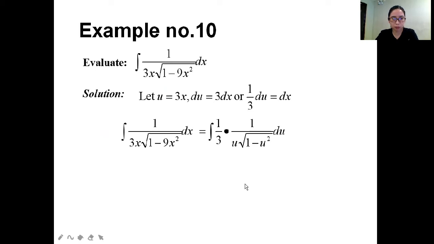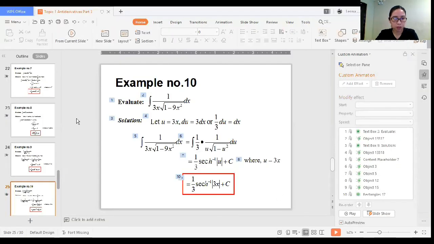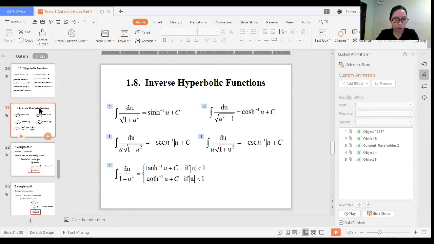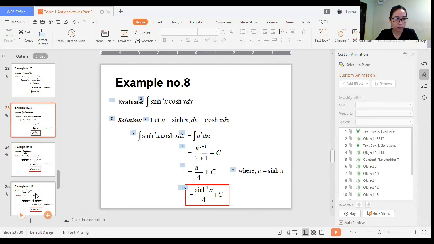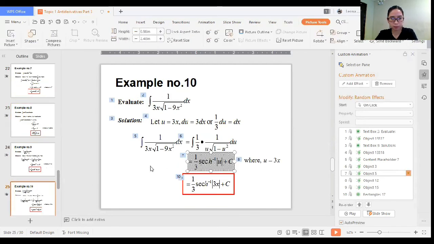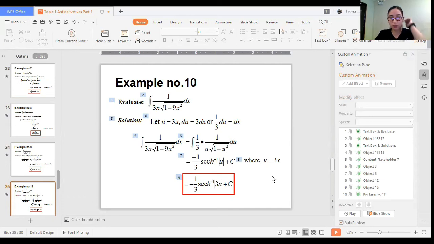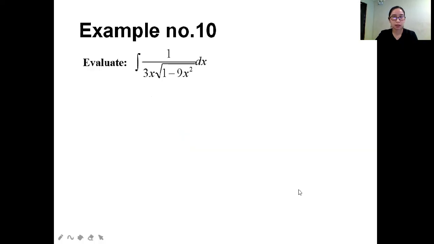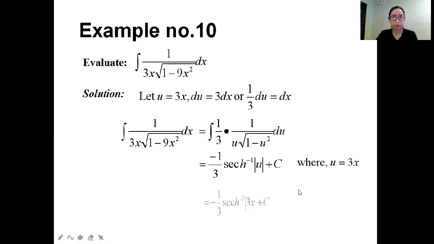Wala nako nabutang ang negative, sorry class. So, naay negative dinhi sa atong inverse nga negative sech. So, atong butangan ug negative. So, our final answer is negative 1/3 sech inverse, absolute value of 3x plus c. So, that is our final answer.